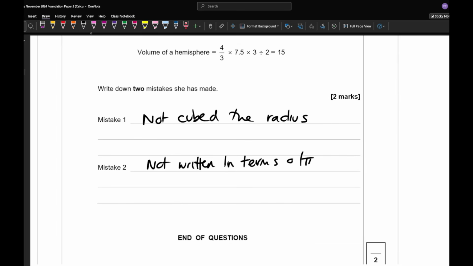You could also say that she's not included the units, but I would say they are probably 3 of the most popular answers. And again, don't overwrite the number of mistakes that you're writing. You only want to include 2, so use the 2 answers that you are most confident with, but I would say any of those 2 that you can see on the screen would be totally acceptable. And that concludes the end of this paper.